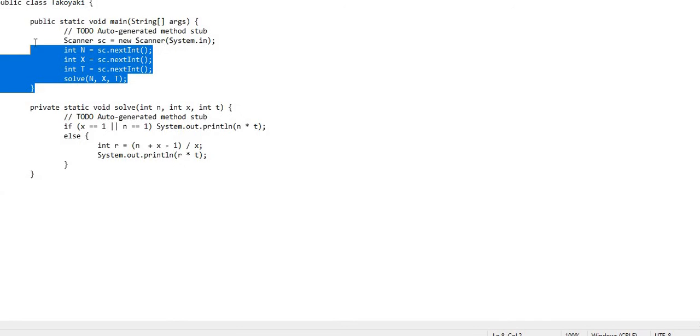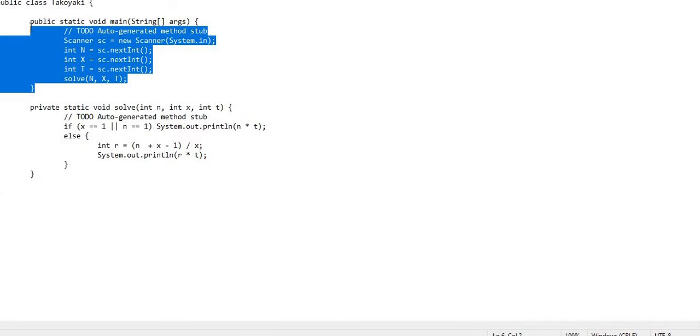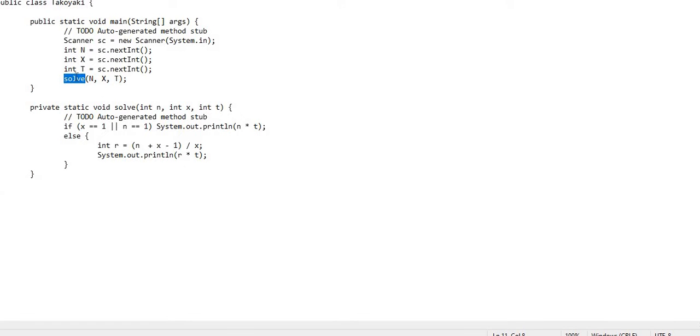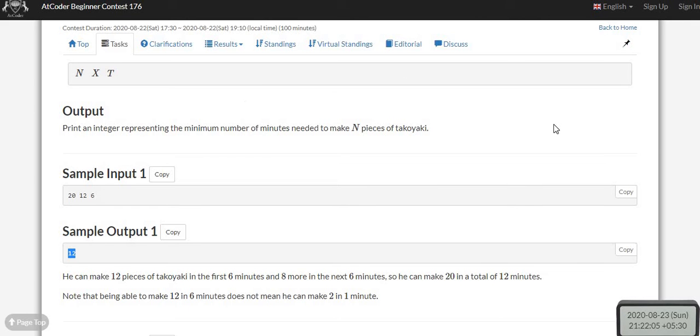In the main function I am just accepting the input parameters, that is N, X, t, and then I am calling the solve function. And as I said, if the X value is 1, then we just have to multiply N into t and it will give us the result.